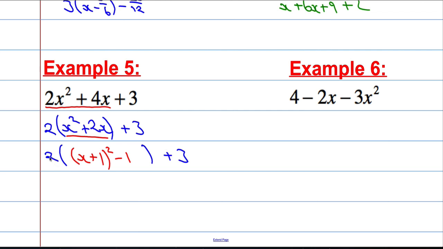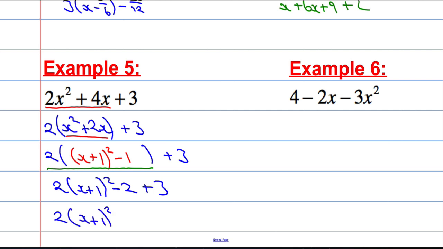Next thing to do is to expand this bracket here. I'll underline it in green just to make it clear. So I'm expanding the 2 into this bracket, and we get 2(x + 1)² − 2, and then add on that 3 at the end, which we had here. Don't forget about that. And then the final part is just to tidy this up at the end. 2(x + 1)² + 1. And if you want, you can check your answer by expanding, multiply by 2, and then add on the 1, and you should see that we get back to here.